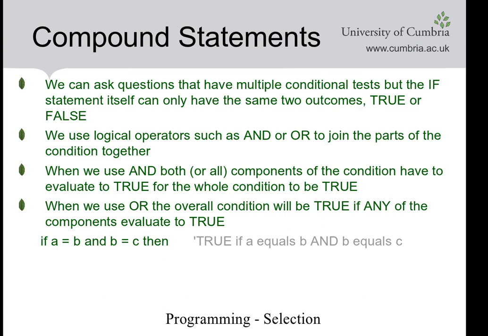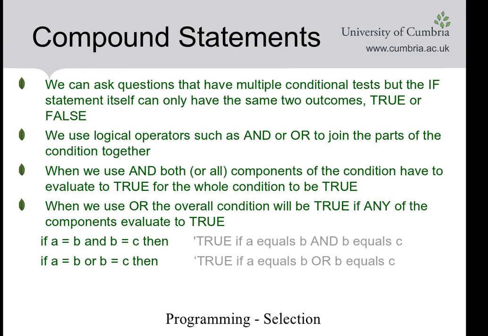So this one: if A equals B and B equals C, then this will only ever be true if the value in A is equal to the value in B and the value in B is equal to the value in C. In other words, if all three of the values are the same. If any one of those is not the same as the others, then that statement would evaluate as false.